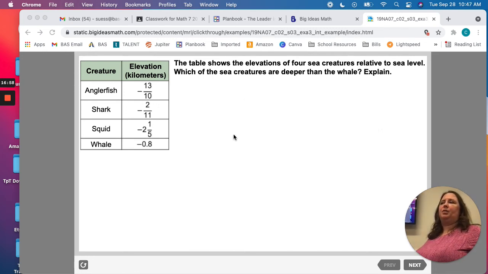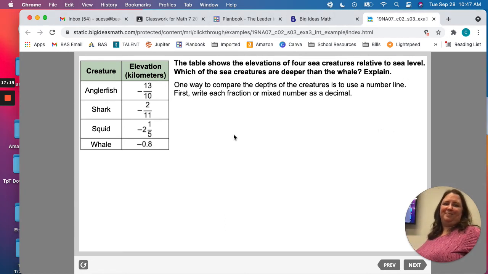Off the top of your head, what numbers are going to be deeper or further away from 0? They're all negative. The bigger number. The bigger the negative, the further away from 0 it is going to be, right? Yes. So we can use a number line by writing fractions on a number line.